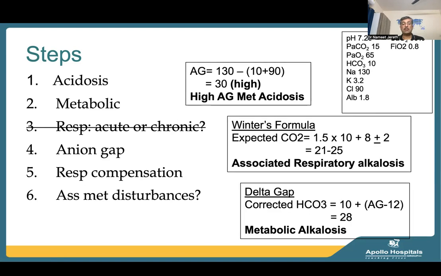So our corrected bicarbonate should be 24. If the corrected bicarbonate is more than 24, which means the base is more in the body, it is an associated metabolic alkalosis. So now we have a child who has high anion gap metabolic acidosis with associated respiratory alkalosis and a non-gap metabolic alkalosis on top of it. So this is a mixed disorder that the child has, and you would be unable to decipher all of these unless you go through all the steps sequentially, right?